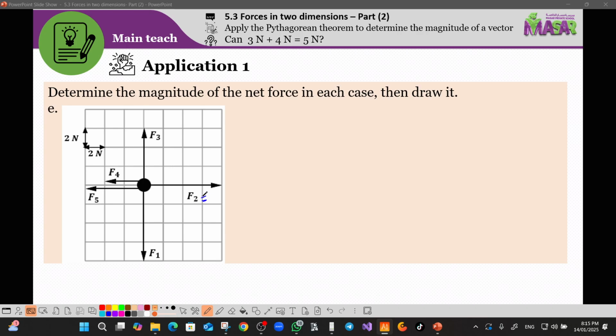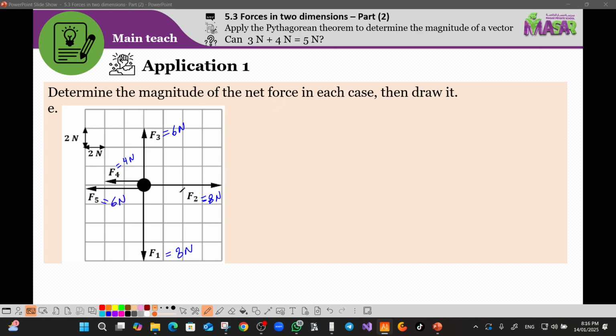Let's start with F2. The magnitude of F2, the number of squares from the scale: 1, 2, 3, 4. 4 times 20 is 80 Newton. For F3, there are 3 squares, 3 times 20 is 60 Newton. 1, 2, 3, 4 squares for F1, 4 times 20 is 80 Newton. And finally for F4 and F5. For F4, we have 2 squares times 20, 40 Newton. And here we have 3 squares times 20, 60 Newton.